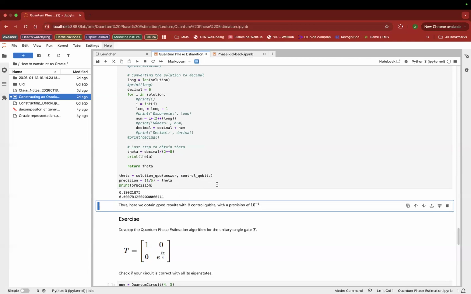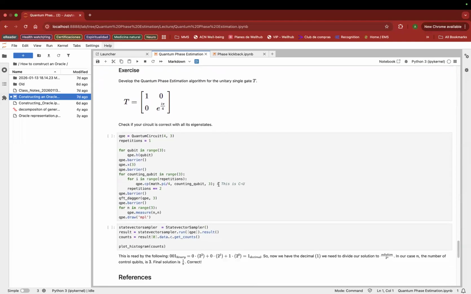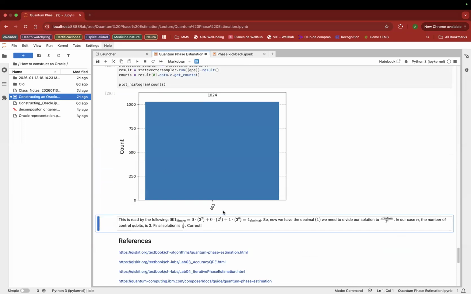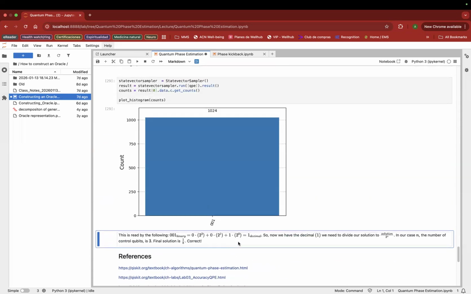And I would say this is all for today, because the next one is an exercise that, if you want, I can show you again, because repetition is the key, but it's the same as above. We have the T-gate here. We apply the quantum phase estimation algorithm. And what we got in the plot is 0, 0, 1. That is the one decimal. Then we put the solution and we get the phase we're expecting. And this would be all for today.